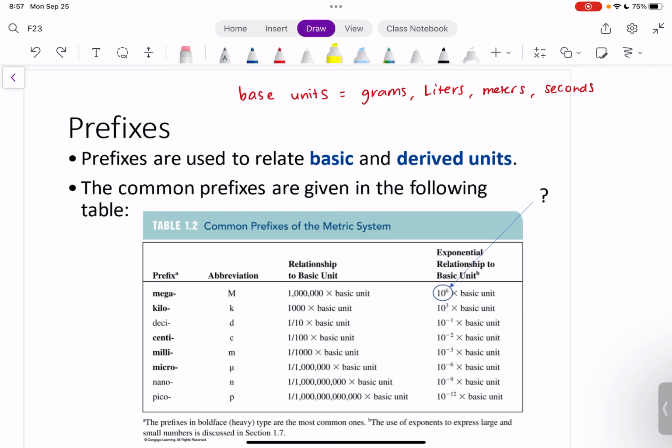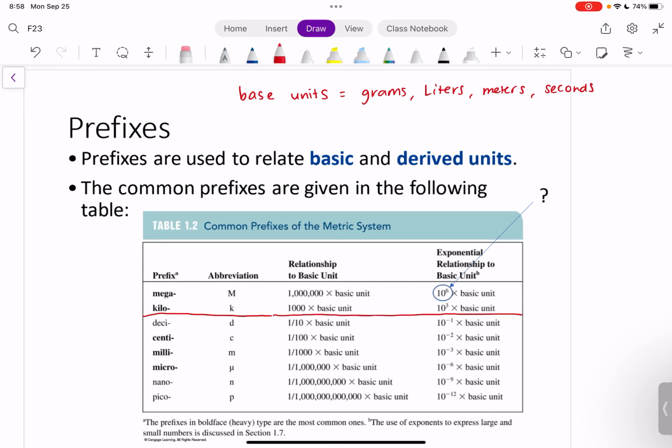When you add one of those prefixes in front of your base unit, you're actually changing the size of that unit. Okay, so what I like to do when I look at this table is break it up a little bit, because it's a lot of information thrown at us at once. So I like to draw a little line right under kilo.